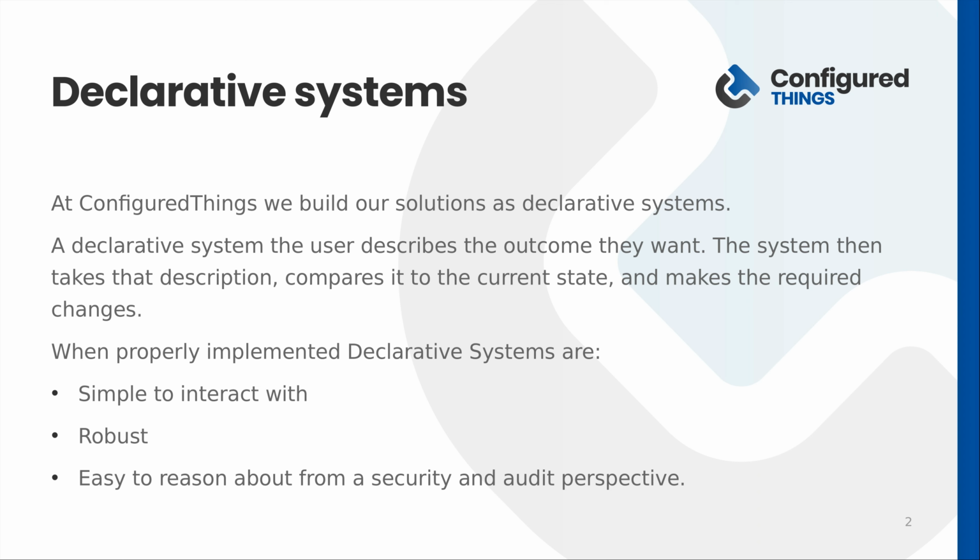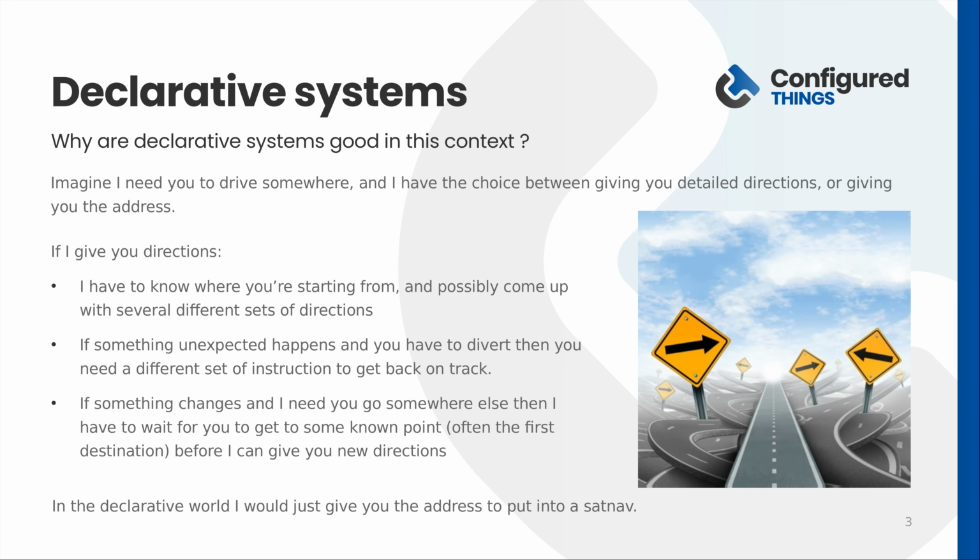Now, to explain why that's so, I'm going to pick an example that I'm sure we're all familiar with. Imagine that I need you to drive somewhere, and I've got the choice between giving you a procedural way to do it, a set of detailed directions, or in a declarative way, just giving you the address that I want you to get to. If I was going to give you the directions, then I have to know where you're starting from. And if I want to cover a range of different start states, I have to come up with different sets of directions for each of them.